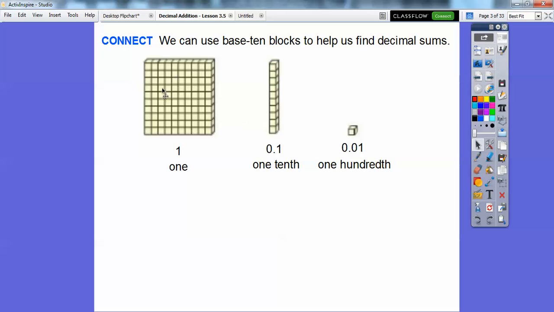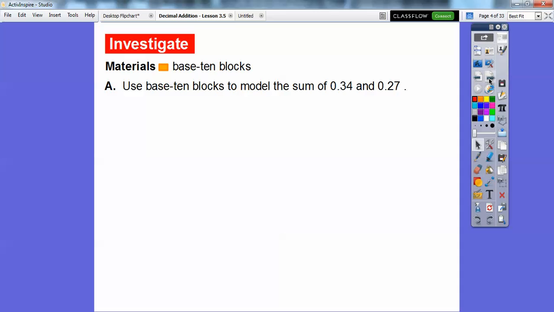So we can call this flat 1 and this we call a long. This long could be represented as 1/10, and this small cube can be represented as 1/100th right here. Okay, so we'll use the base 10 blocks to model the sum 0.34 and 0.27. This says 34 hundredths because it ends in the hundredth spot. This one says 27 hundredths.